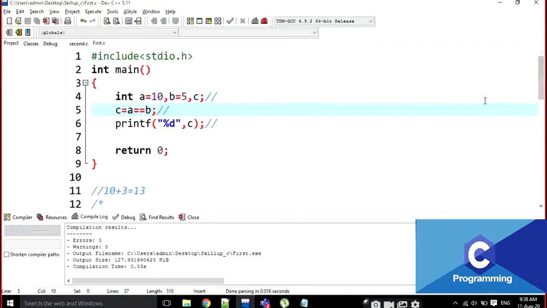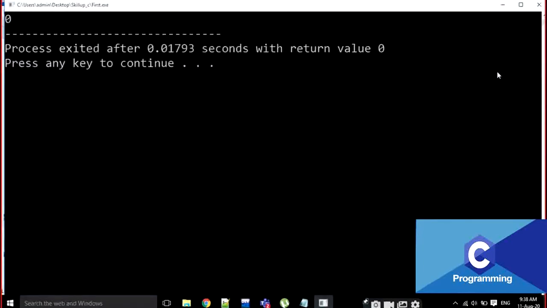Now what is it asking? Can anyone tell what this equation is? Is 10 equal to 5? No, not at all. It is going to be written false here.